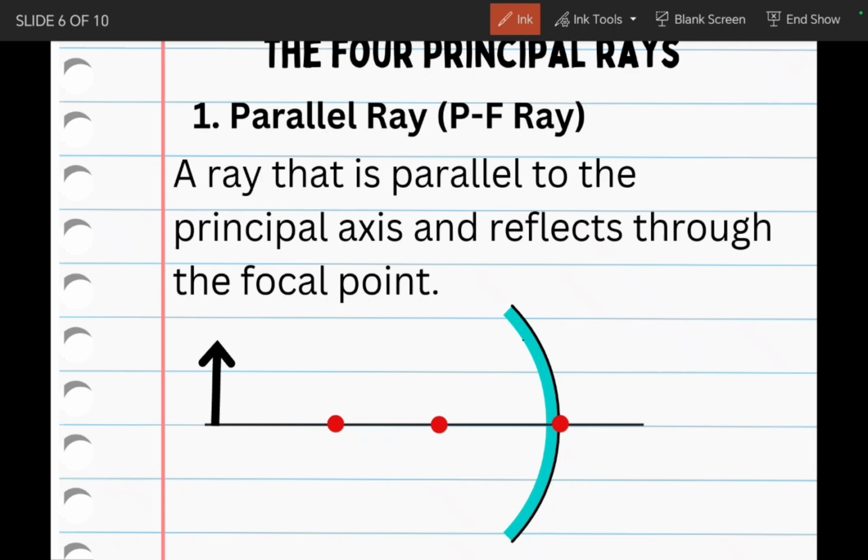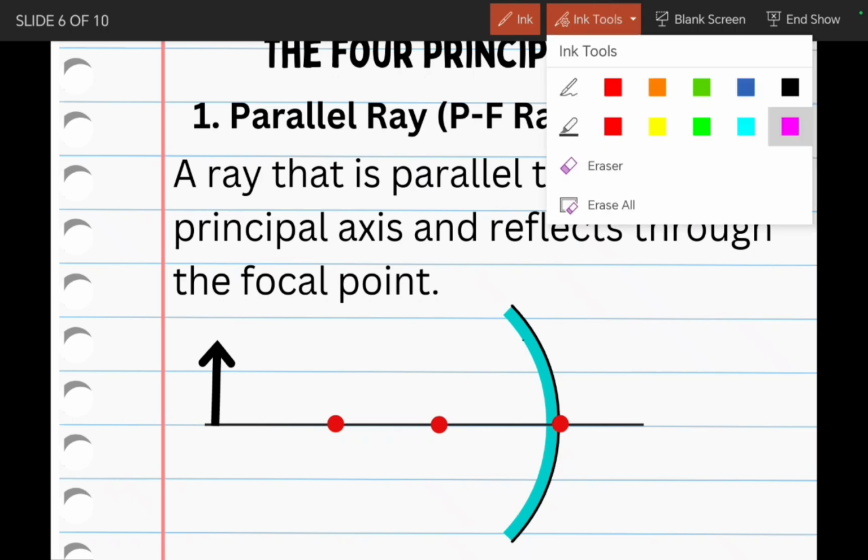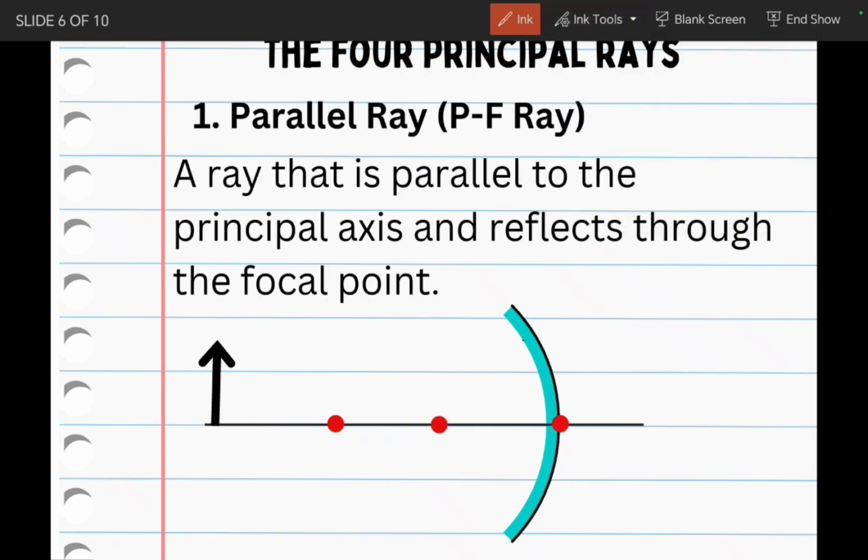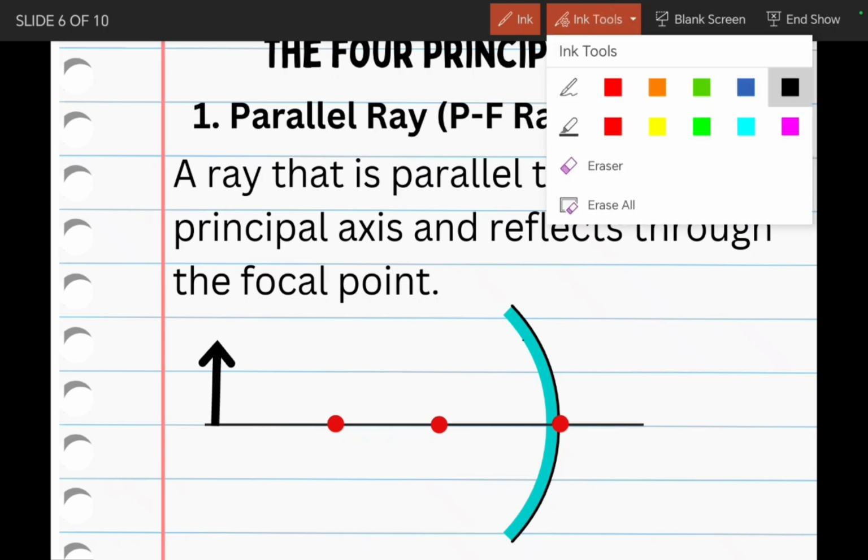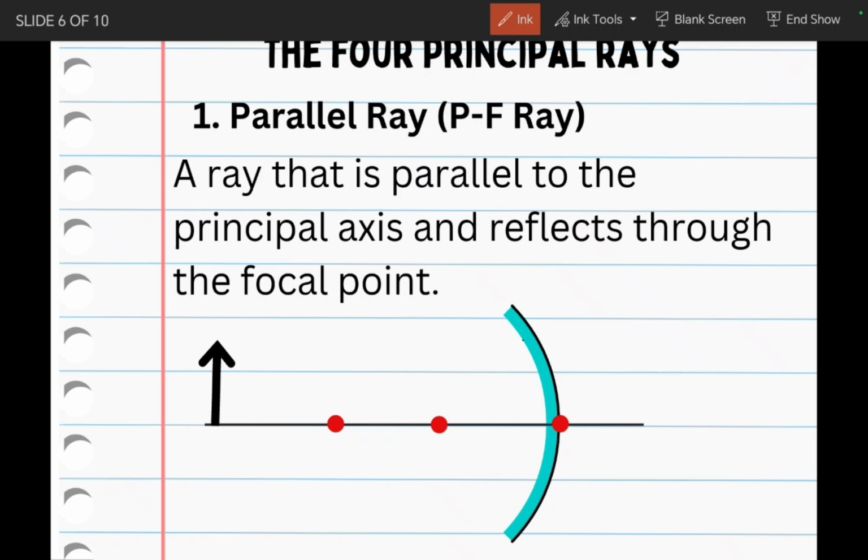Although we can use the 4, we can use at least 2, depending on the situation and the location of the object. Okay, let's proceed. Let me show you what color I should use. For the first one, I'm going to use this red one. I'm very sorry, class, because my handwriting is not straight.